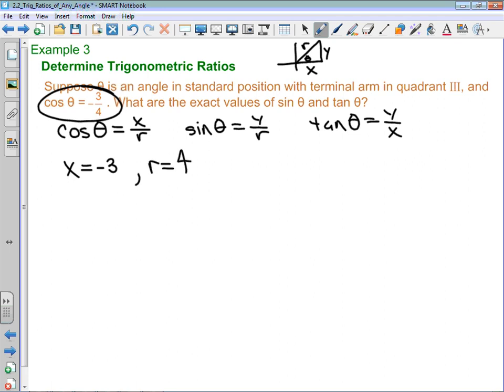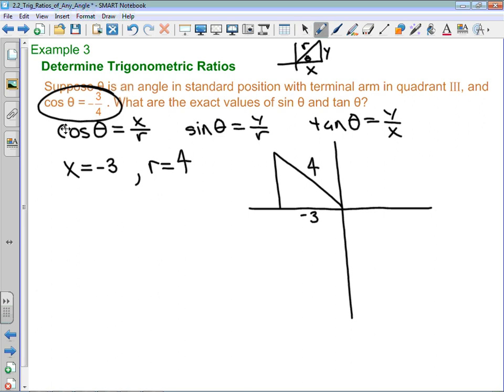So what I can do with that information is that when I draw it, I do want to identify that that's actually possible in 2 different quadrants. I could draw it like this with -3 for the x, 4 for the r, and I could also draw it, I'm going to draw it in red here, as this angle down there, because if r is 4, the x could still be -3. Now, there's a problem there because clearly it can't be both.